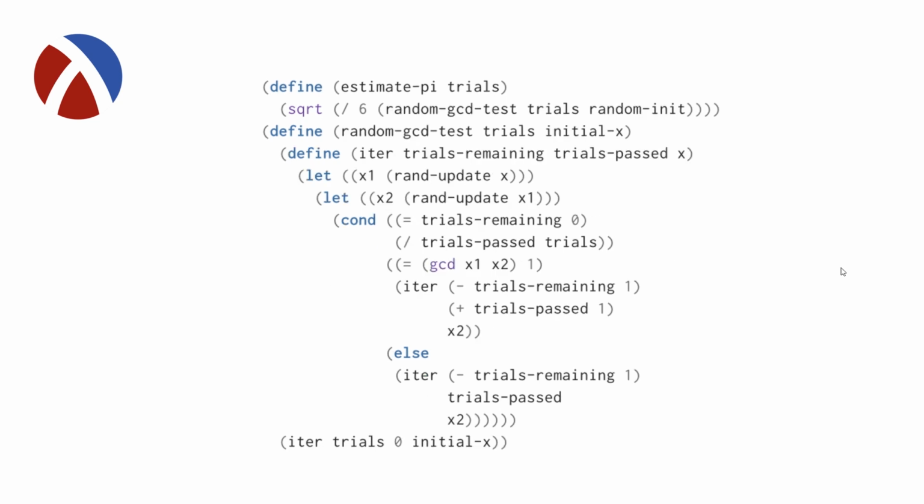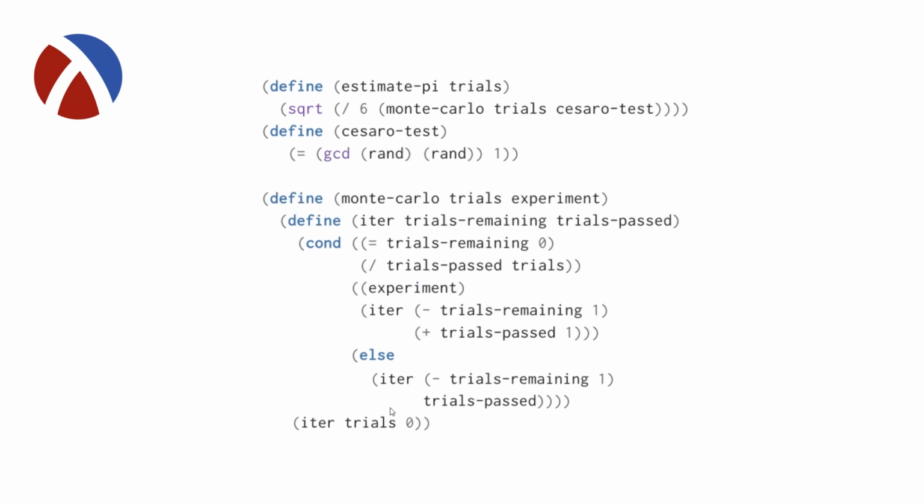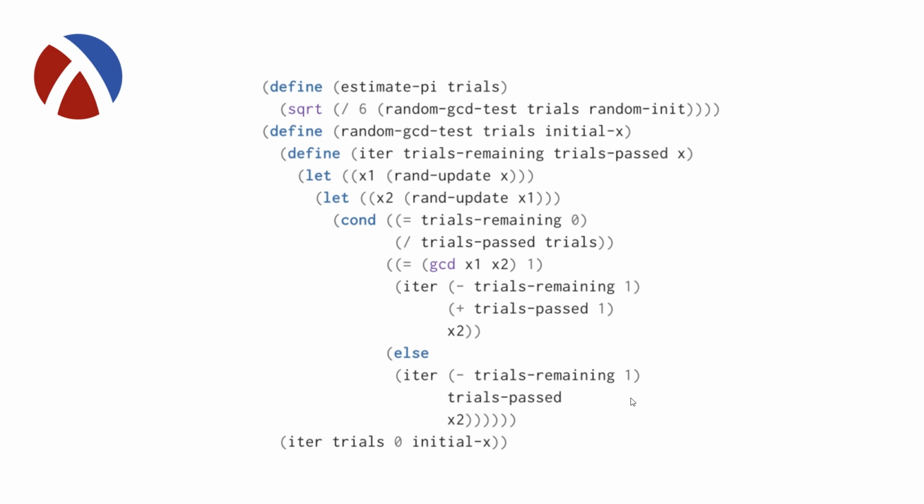And then they show the solution without assignment, and their point is that this is much more hard to reason about. You can see the nesting, it's a lot more nested. We have multiple let expressions at the top, and it's a much more tricky solution. If you look at the bottom and how we're kicking this off, iter trials 0, here we've got iter trials 0 initial x. It's much more difficult to code this Monte Carlo Cesaro example if we don't have assignment. So their point is that in certain applications, assignment drastically simplifies our ability to solve problems, which is great.